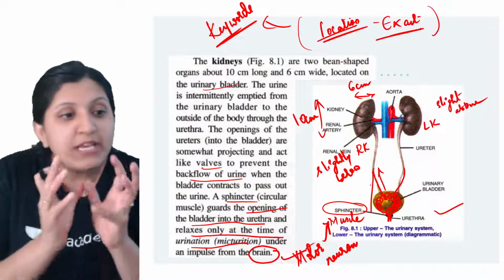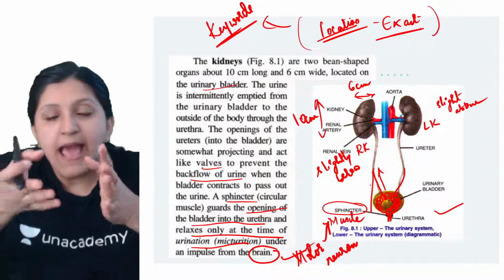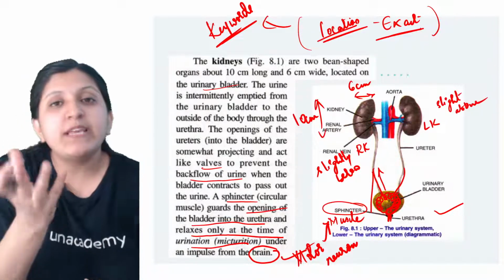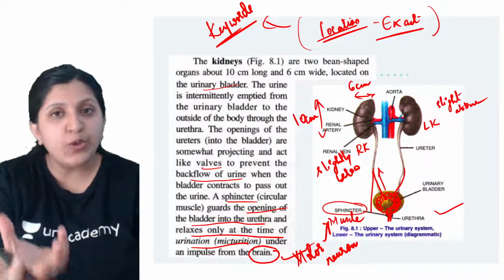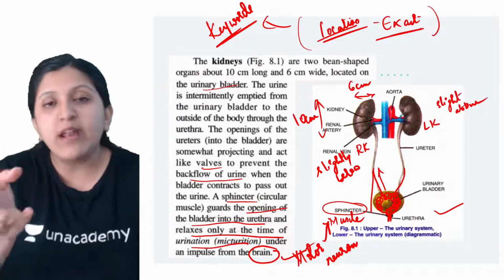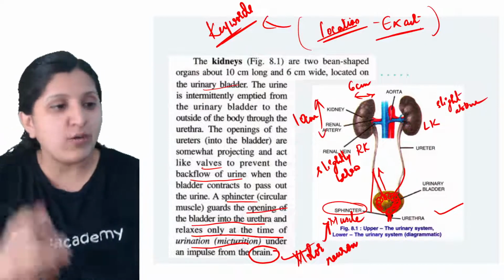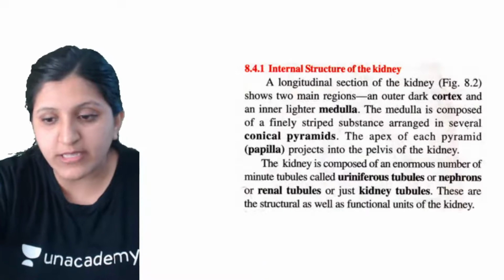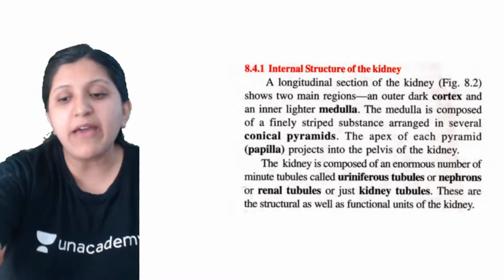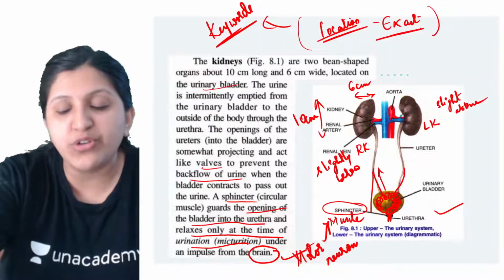So this sphincter muscle is going to relax, and that is when the urinary bladder is going to pour its secretion, basically the urine, into the urethra and through the urethra to the outside. Okay, so that is how urination or micturition is done. So let's have a look at the kidney structure here.